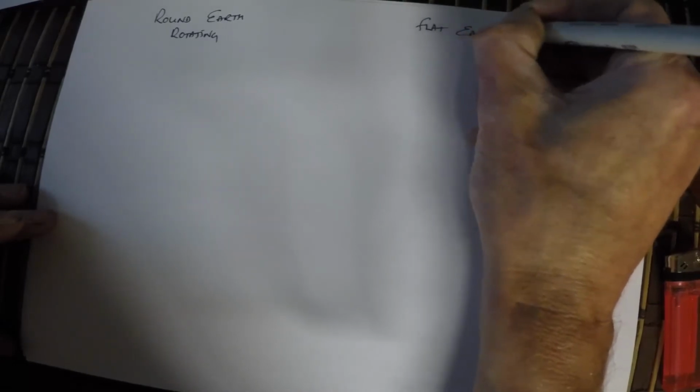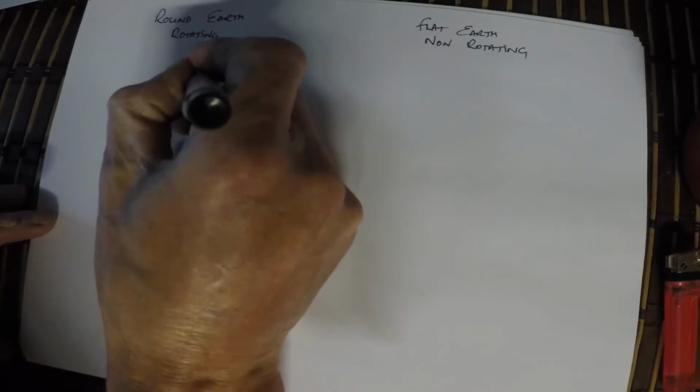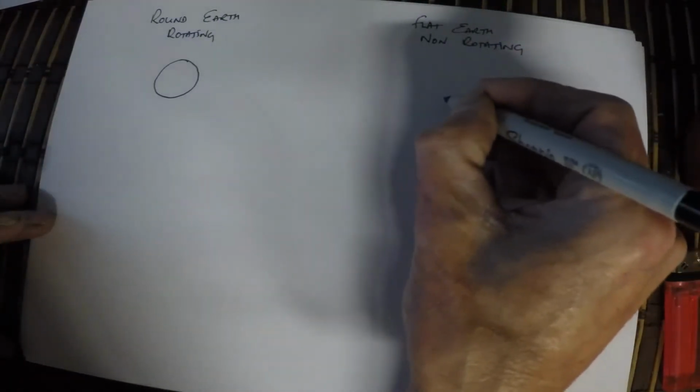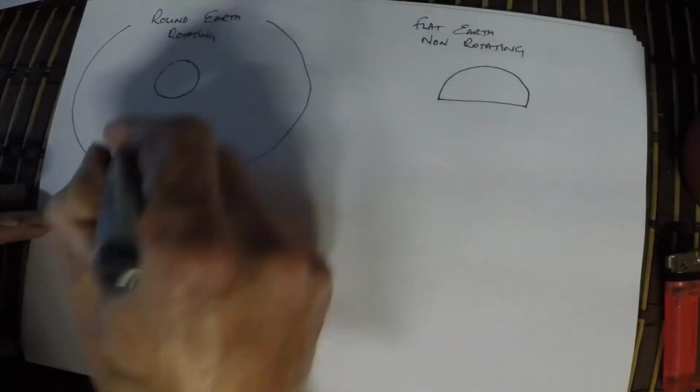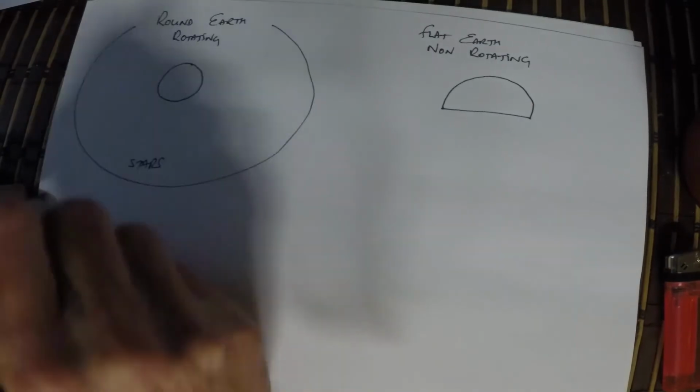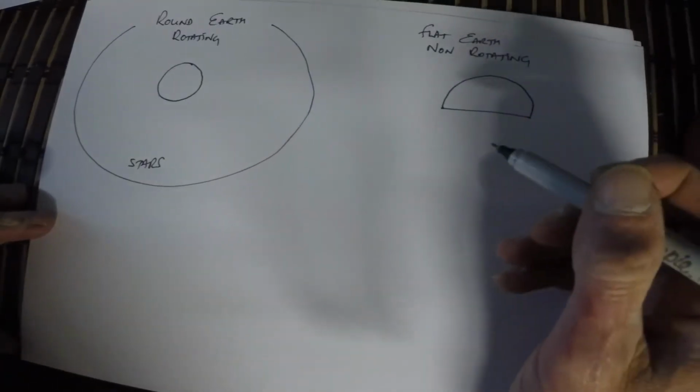Round Earth rotating. Okay, we have a round Earth with a horizon. We have a flat Earth. Now, those are my stars. My stars are all outside in the universe.